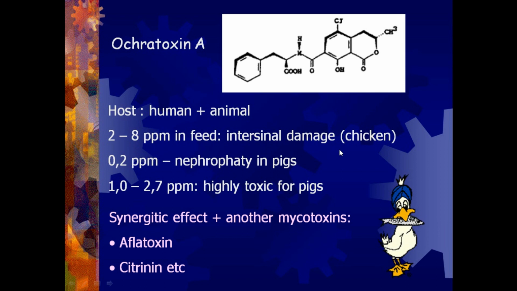intestinal damage in chicken, and a lower concentration, about 0.2 ppm, causes nephropathy in pigs. Nephropathy means kidney damage with minimal inflammation. And then 1 to 2.7 ppm of ochratoxin is highly toxic for pigs. Ochratoxin can also work synergistically with other mycotoxins, for example aflatoxin and citrinin. So if there are contaminants from aflatoxins or other mycotoxins, the severity of ochratoxicosis and of the other mycotoxin intoxications will be more severe.